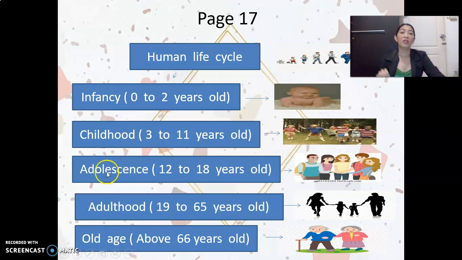Number 3 is adolescence, 12 to 18 years old. Adulthood is 19 to 65 years old. And old age is above 66 years old. This is the human life cycle.